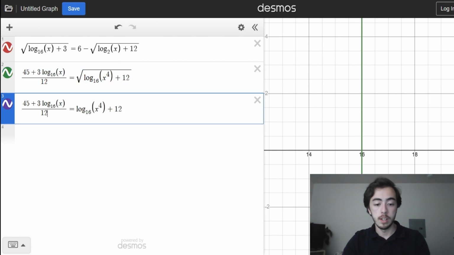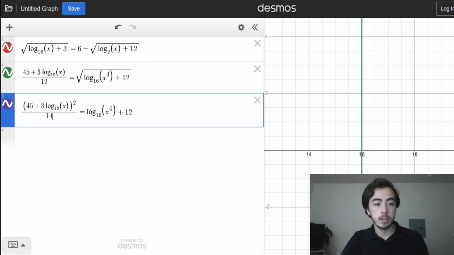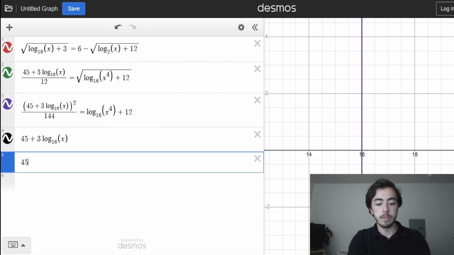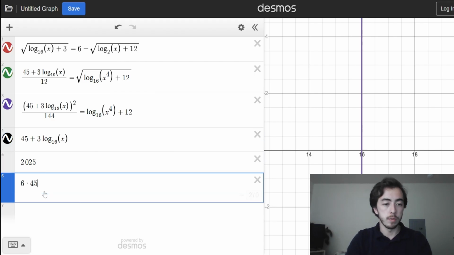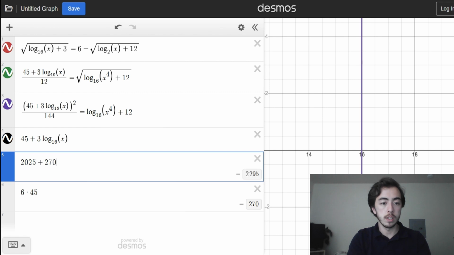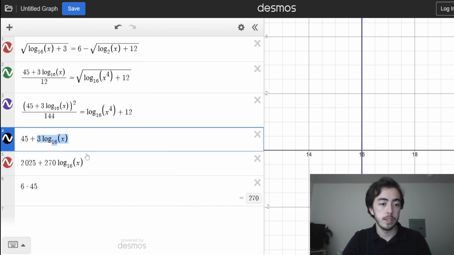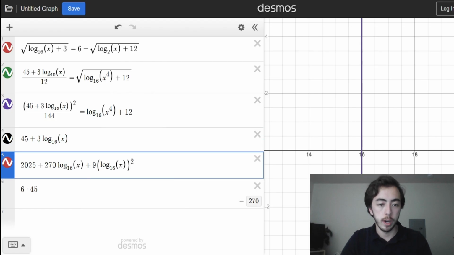Let's square both sides. And so I'll need to square the denominator and square the numerator. This turns into 144. Let's distribute all of this out. When we square it, we do the first times the first. 45 squared is the current year. We will do twice the product here. So that's going to be whatever 6 times 45 is. So plus 270 log base 16 of x. And then we're going to get this squared added on at the end. And I'm going to decide to call it 9 times log base 16 of x squared.